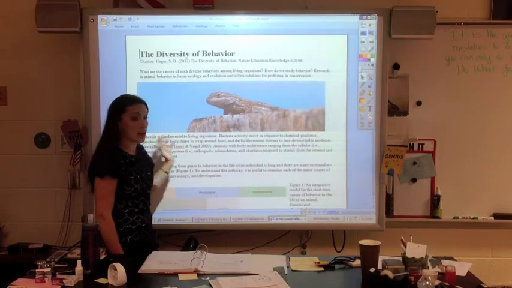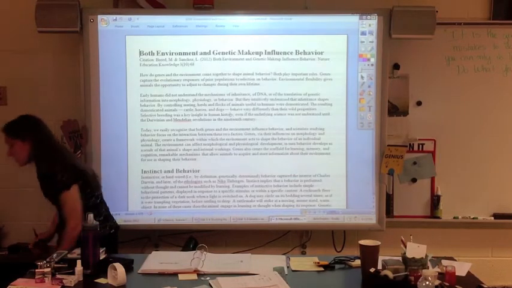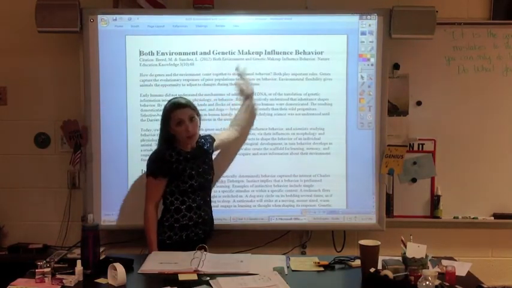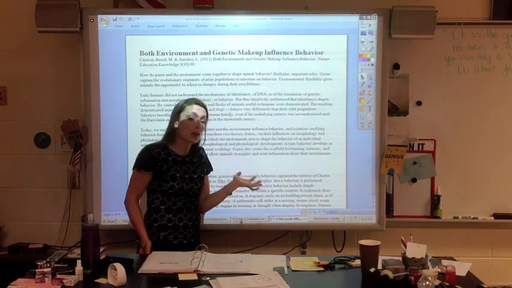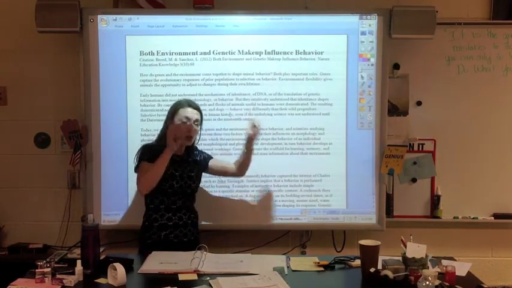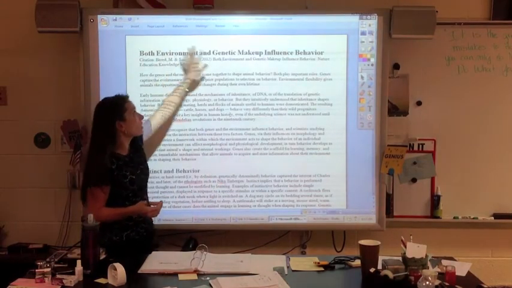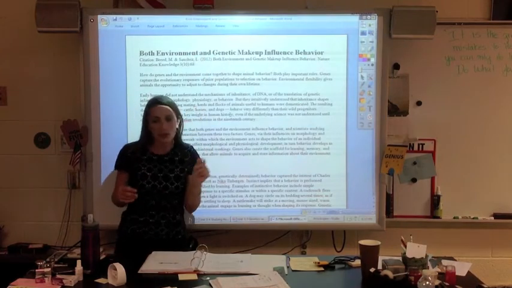So some of you read this article, and others of you read this article. Both environment and genetic makeup influence behavior. So some of you kind of looked at the what of behavior, and some of you kind of looked at the who is influencing behavior, even though environment and genes, nature, nurture aren't who's.